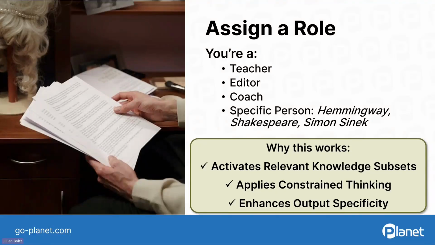It applies constrained thinking. By adopting a role, the AI is forced to apply the principles, mindset, or constraints associated with that role. This collision of different information sources fosters more creative and tailored outputs. It also enhances output specificity. Instead of a generic response, assigning a role ensures the AI's output is filtered through a particular lens, leading to more nuanced and expert-like answers.